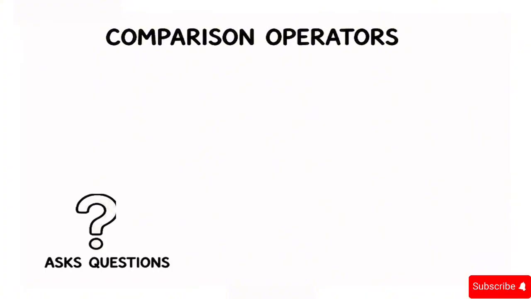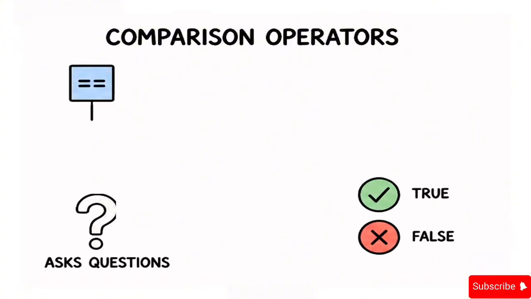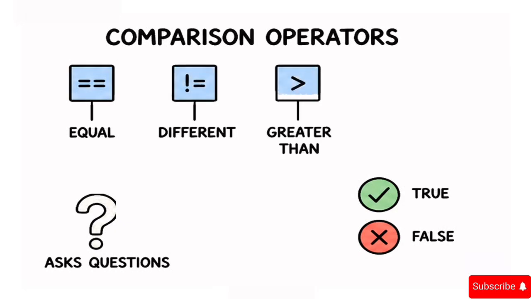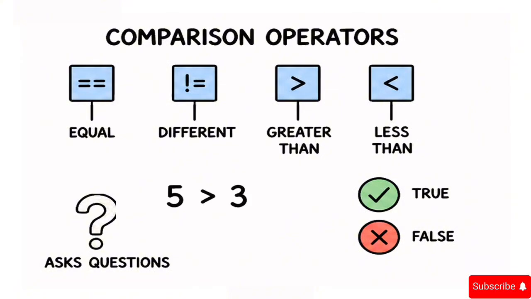Comparison operators ask questions and return true or false. Double equals checks equal. Not equals checks different. Greater than and less than compare size. For example, 5 greater than 3 returns true.